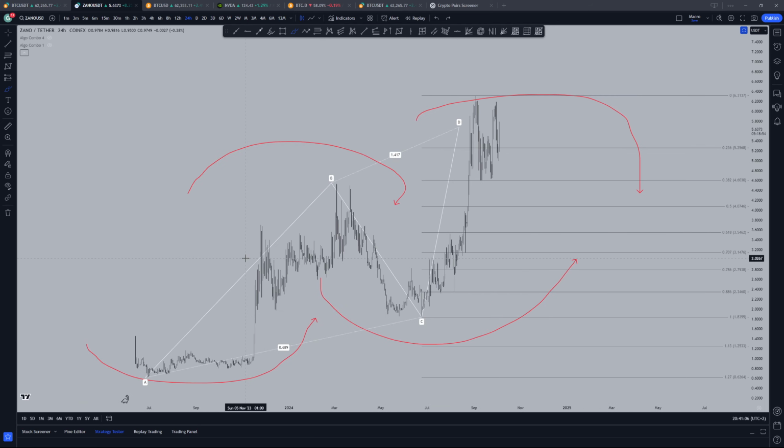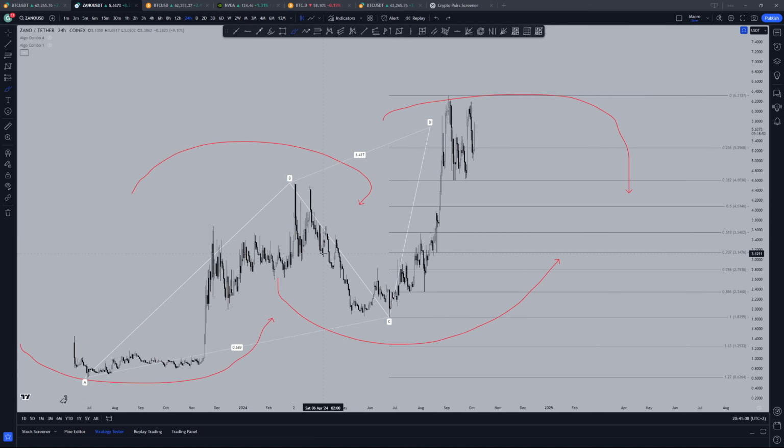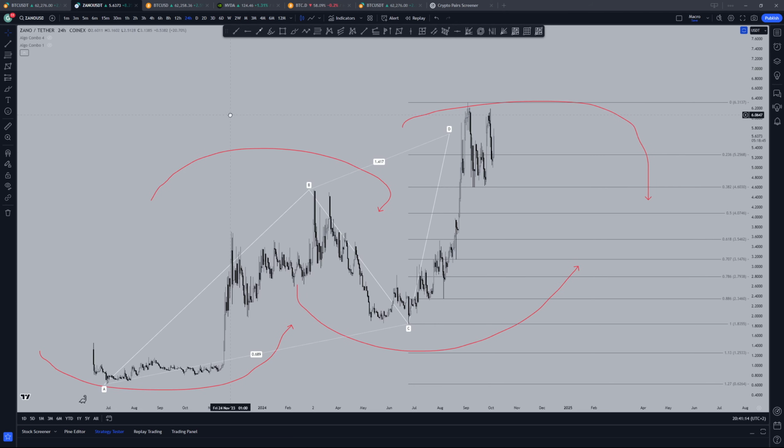But that is about it. There's not much to chart on this. I can chart a very low time frame, but this is not a coin you should be low time frame trading anyway because the volume isn't there.